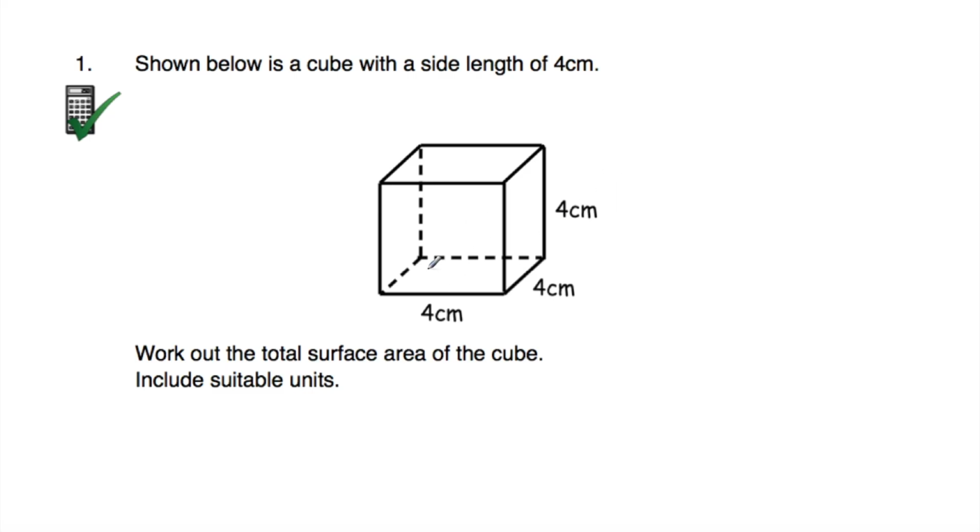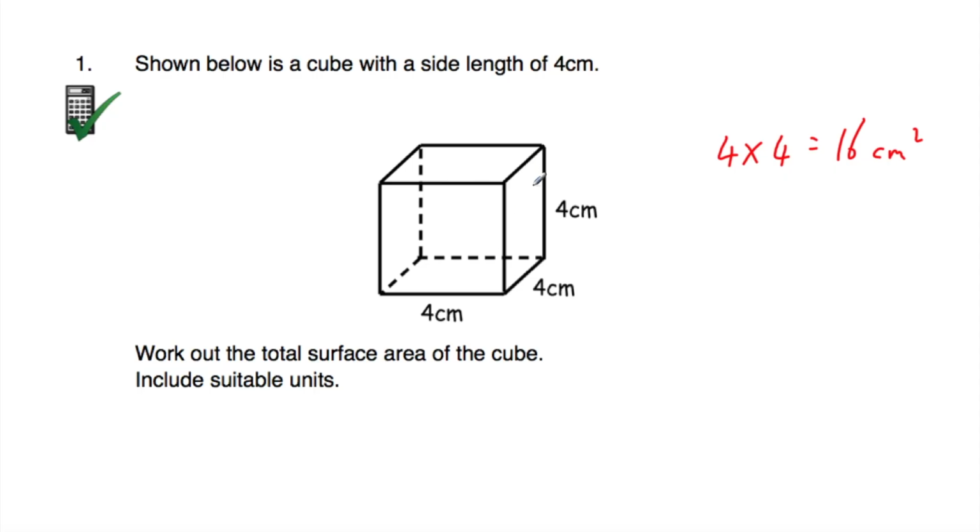So let's find the area of the front of this cube. To find the area of this face, we're going to do the length times the width. So we're going to do 4 times 4, and 4 times 4 is equal to 16. So the area of the front of this cube is 16 centimeters squared. That means the area of all 6 faces is 16 centimeters squared: the front, the back, the left-hand side, the right-hand side, the top and the bottom.